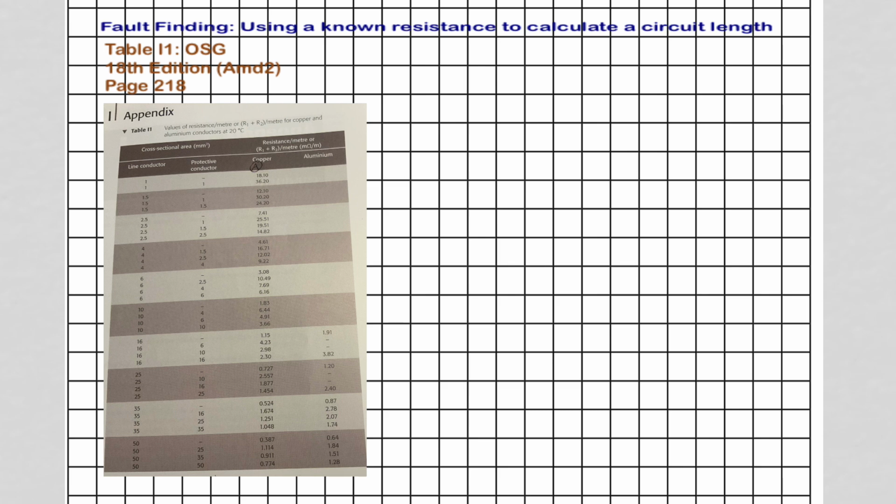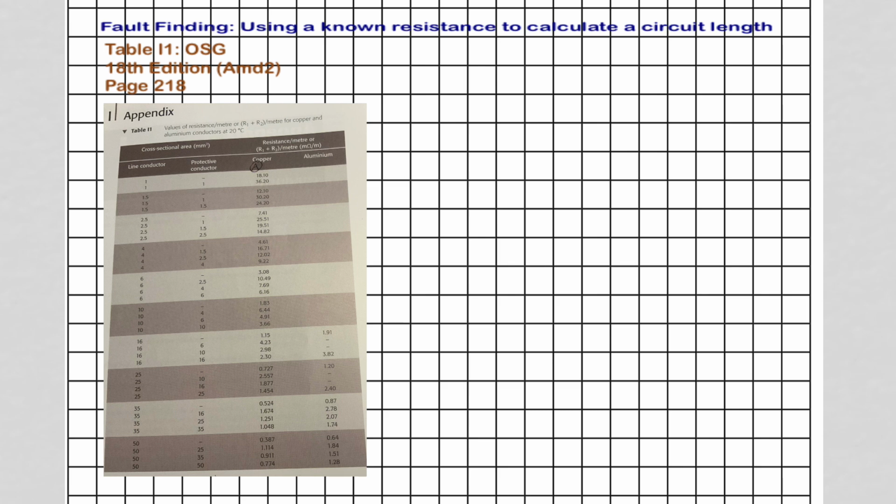So in order to use this, however, this is quite a useful table and can be used when fault finding. If we take our R1 + R2 reading and we get a value, we can calculate the length of circuit from that. And if the length of circuit is known to us and the figure doesn't match, then we know there is a high impedance joint or loose connection somewhere within that circuit.